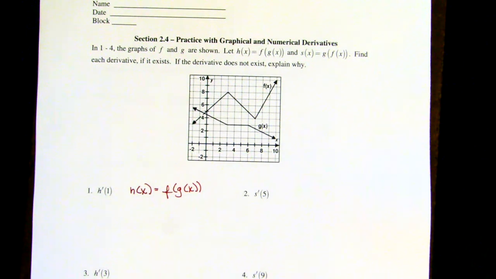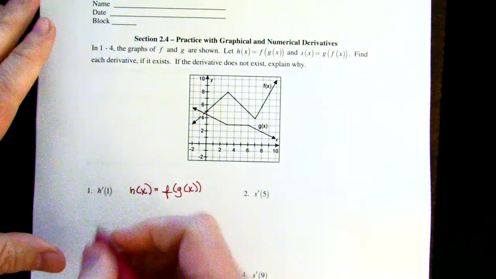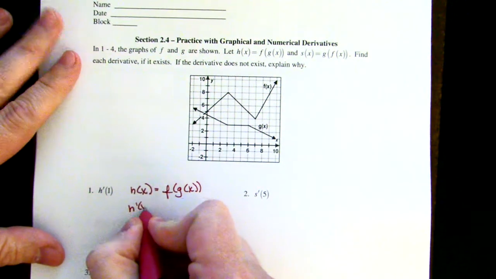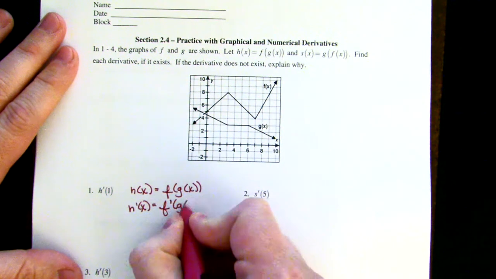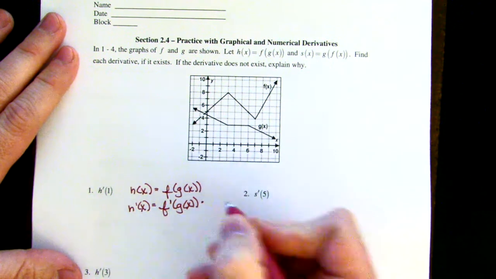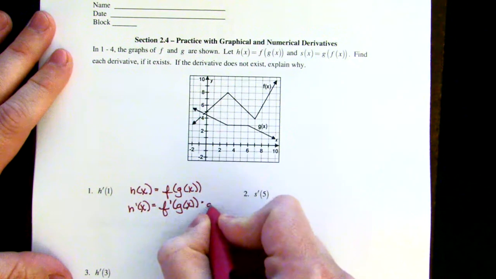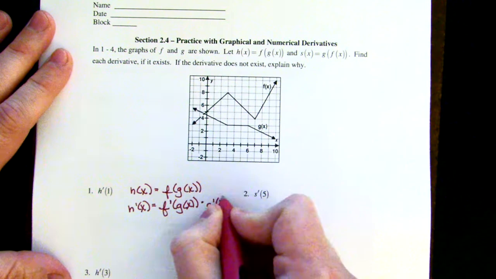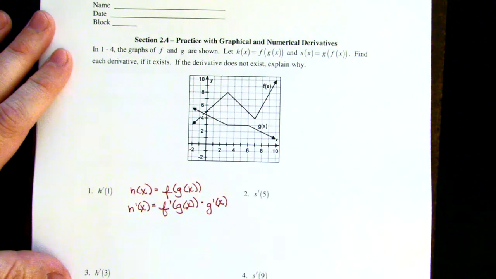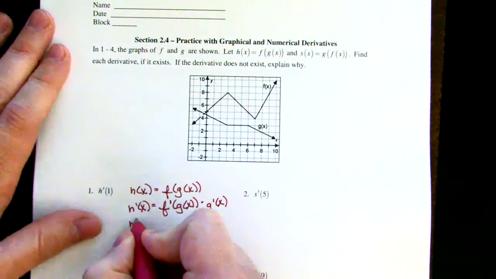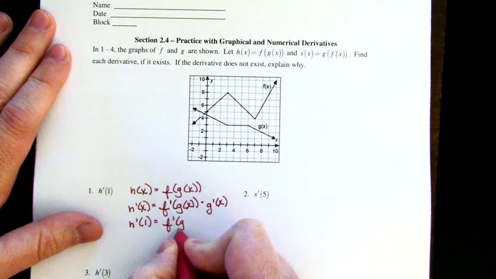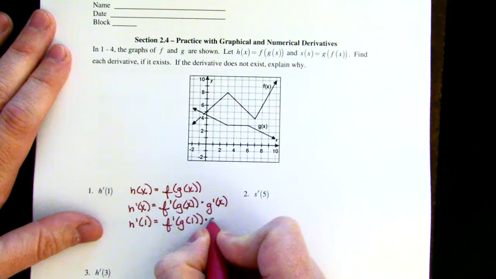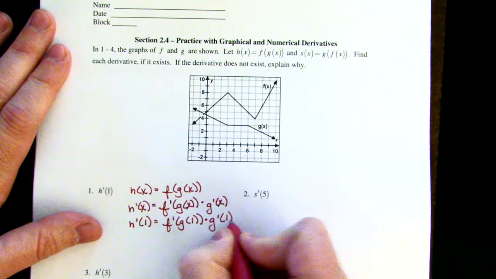And because there's one function inside another function here, we need to use the chain rule to find the derivative. I'm going to say that h prime of x equals, chain rule says take the derivative of the outside function, leaving everything inside there, so f prime of g of x, times the derivative of the inside function, times g prime of x. I'm now going to plug in 1. And I've got h prime of 1 equals f prime of g of 1 times g prime of 1.